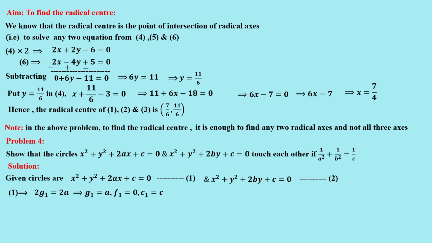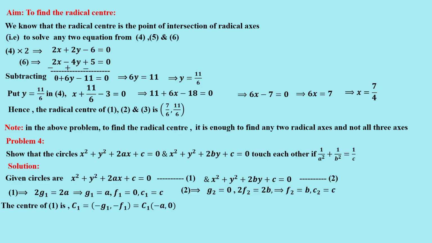From equation 1, we are going to find the coefficients of x, y and the constant term. 2g1 = 2a, g1 = a, f1 = 0, c1 = c. And from equation 2, we are taking g2, f2, c2: 2g2 = 0, g2 = 0, 2f2 = 2b, f2 = b, c2 = c. Center of 1 is C1 (−g1, −f1), that is (−a, 0), and the radius of 1 is root of g1² + f1² − c1, that is root of a² + 0 − c, so root of a² − c.